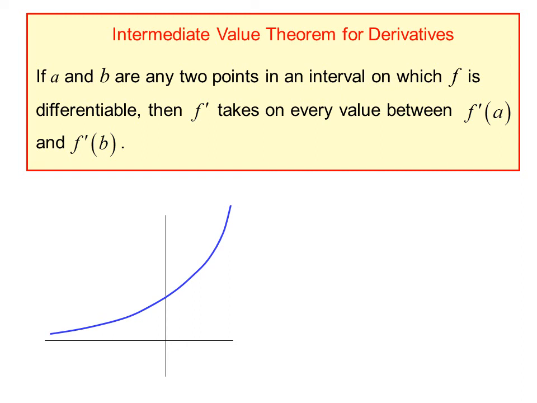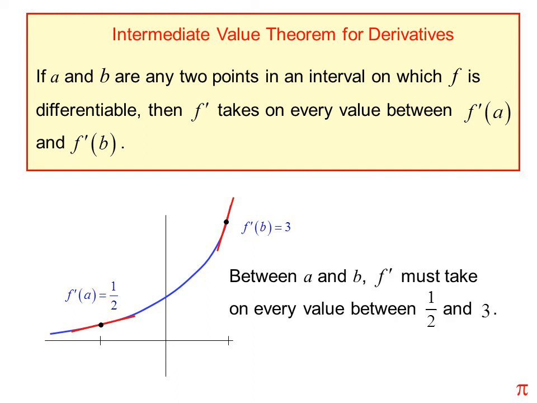In this example, f prime a equals 1/2. That's the slope at point A. F prime b equals 3, which is the slope at B. Between A and B, f prime must take on every value between 1/2 and 3. As the slope gradually increases, it must take on every slope between 1/2 and 3.